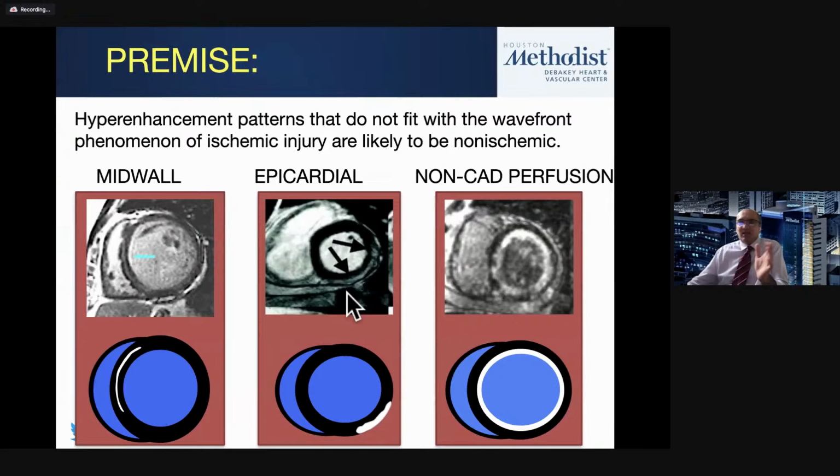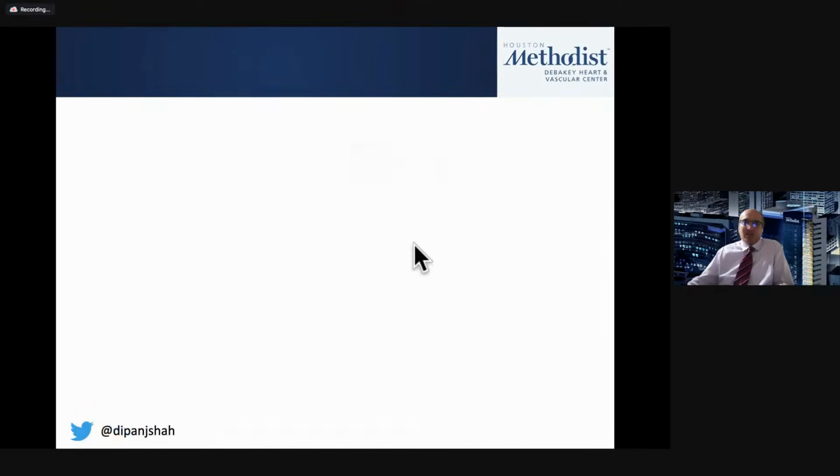The first example here is this mid-wall pattern. This one in the middle is a patient who has more of an epicardial pattern of hyperenhancement. And the third is a patient who has a subendocardial but global pattern, which wouldn't fit with any coronary artery distribution. So on a CMR, whenever we see any of these patterns of hyperenhancement, that's a clue to us that this is a non-ischemic pattern of myocardial damage.